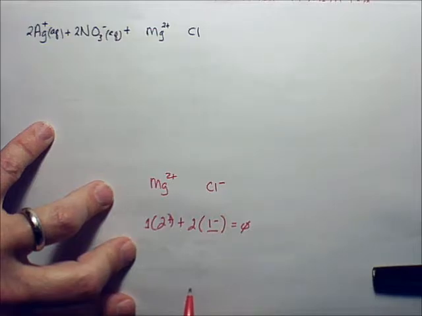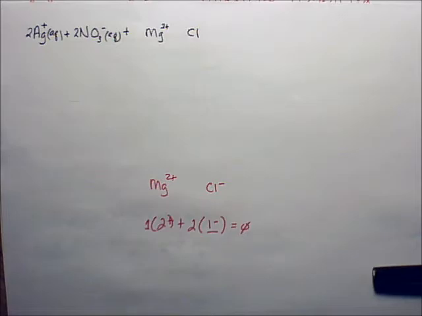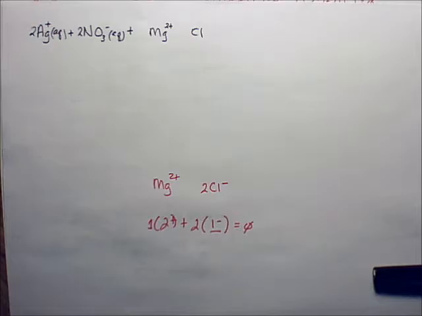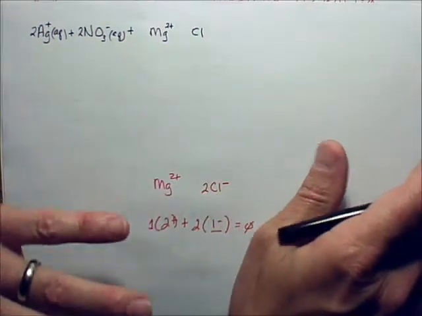Say what? We will. This 2 means I need 2 chlorides. So that goes before the 2. Right. So let me tell you this. Let me put it this way.